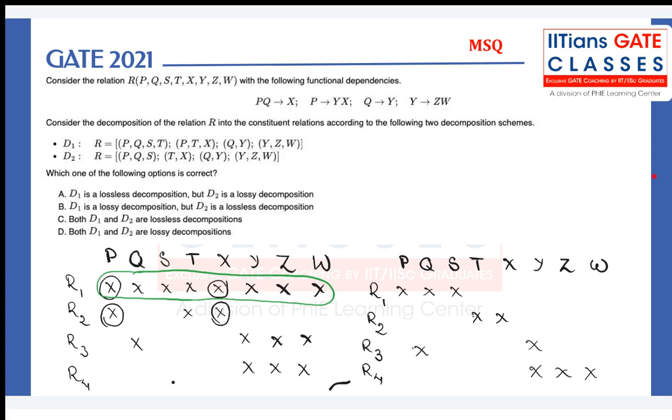Now look at the first one. PQ derives X. Are there two rows with PQ values marked? No. So we'll not do anything. P derives YX. Are there two rows with P value marked?